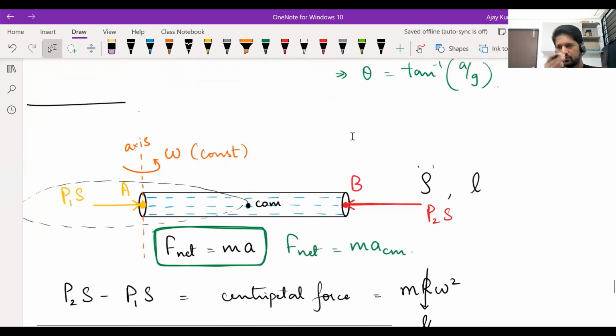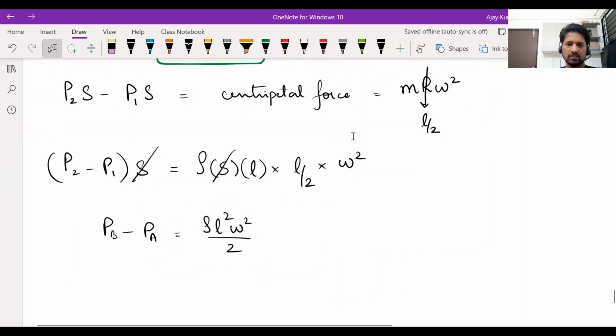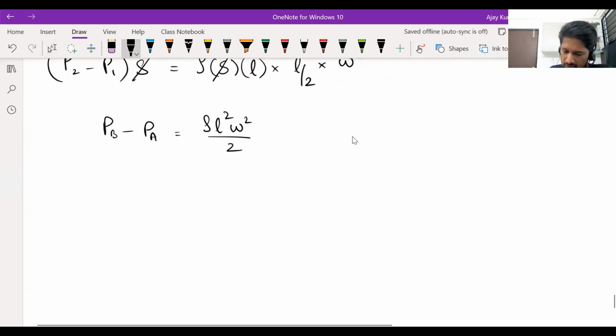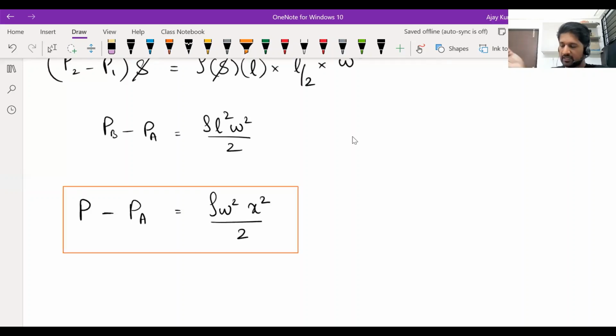Not just A and B, you can take A and any other random point also. Between A and B, the distance was L, so we got this answer. But suppose you want pressure at some other point minus pressure at A, then the answer will be rho omega square, and instead of L square, you'll have x square, where x is the distance from A to that point, divided by 2. This is an interesting result. When a liquid is rotated, the pressure varies quadratically with the distance, proportional to x square. This is not a linear variation.